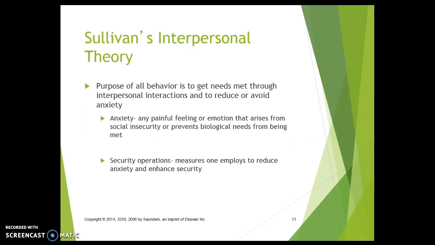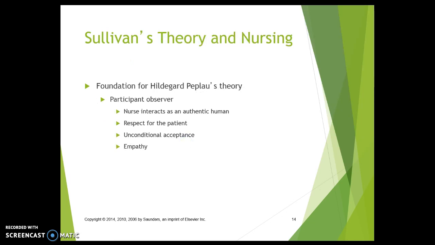Sullivan's interpersonal theory: the purpose of all behavior is to get needs met through interpersonal interactions and to reduce or avoid anxiety. So you have anxiety as any painful feeling or emotion that arises from social insecurity or prevents biological needs from being met. And then security operations, measures one employs to reduce anxiety and enhance security.